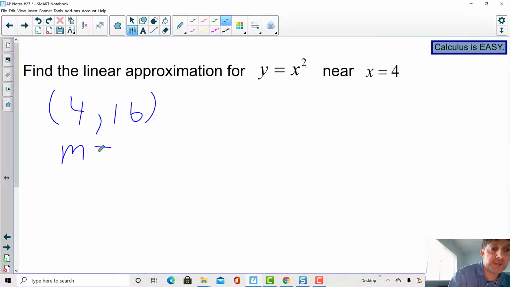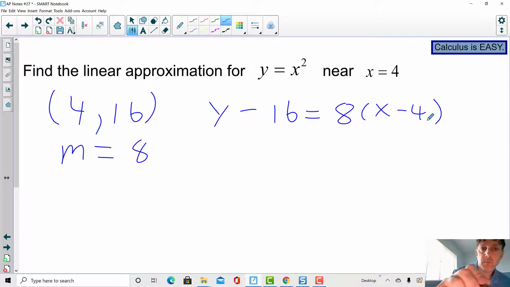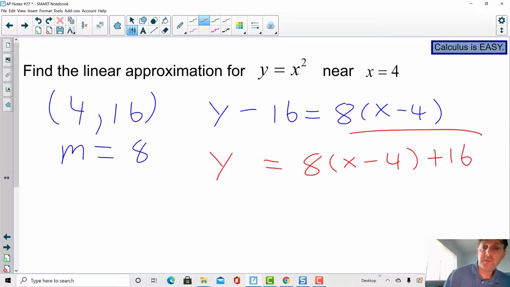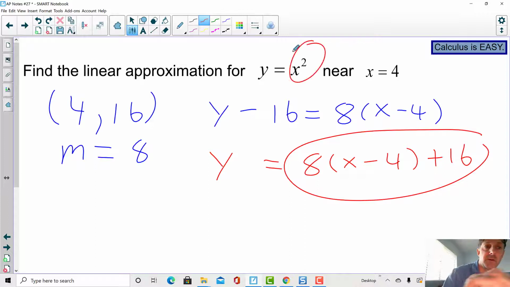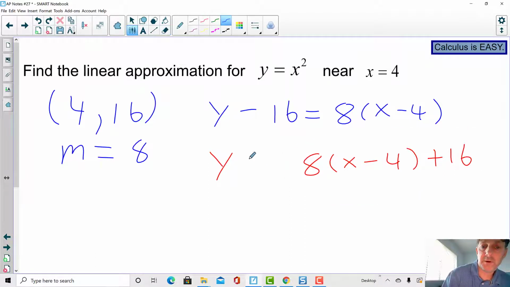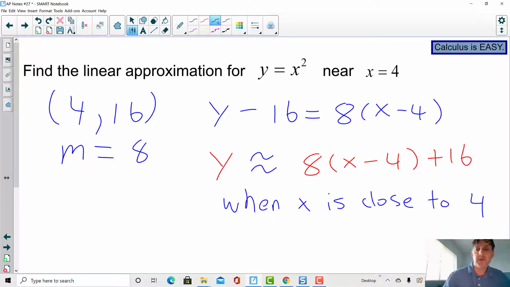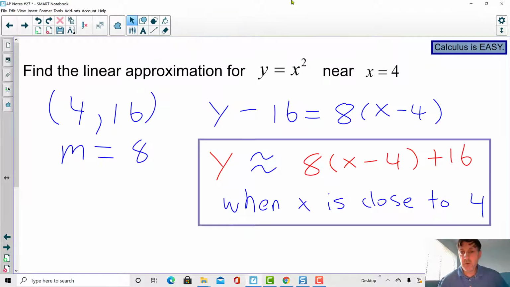Our slope is 8. I'm going to use the equation of a line. We'll go ahead and solve it for y. And since we're using this line to estimate the curve, we're going to change it to approximately equal to, as long as x is near 4. And that's it. That's the equation of our tangent line. So that would be considered the linear approximation for the function y equals x squared near x equals 4.